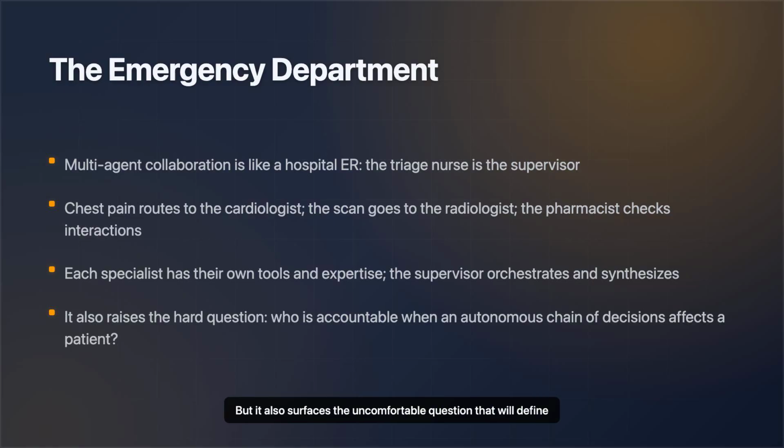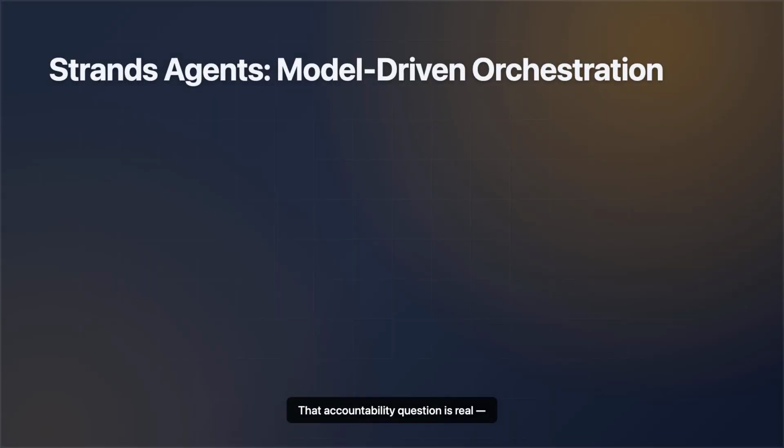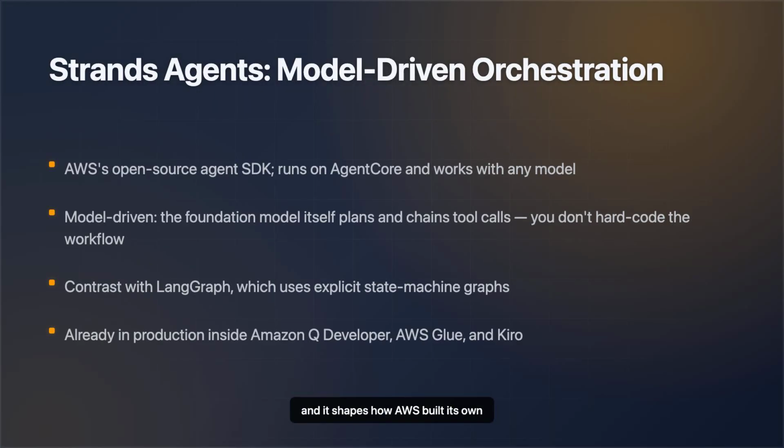But it also surfaces the uncomfortable question that will define the rest of this episode. When an autonomous chain of decisions ends up affecting a patient, who is accountable for it? That accountability question is real, and it shapes how Amazon Web Services built its own orchestration kit to answer it.